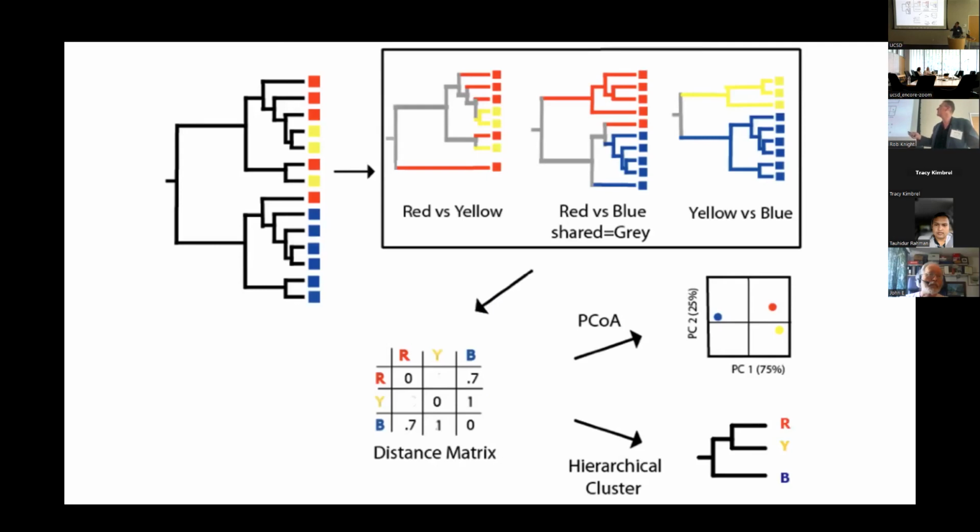So what you can do is you can take Darwin's insight that there's one tree of life that relates all organisms and measure each pair of communities on the tree. So measure red to yellow, measure red to blue, measure yellow to blue, store all those distances in a distance matrix, and then do things like principal coordinates reduction, which I'll get into next, or hierarchical clustering, which I showed you in that picture before.